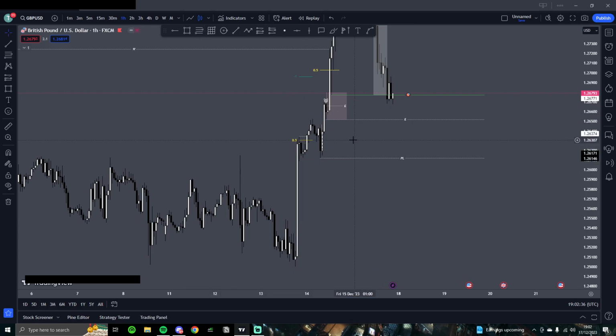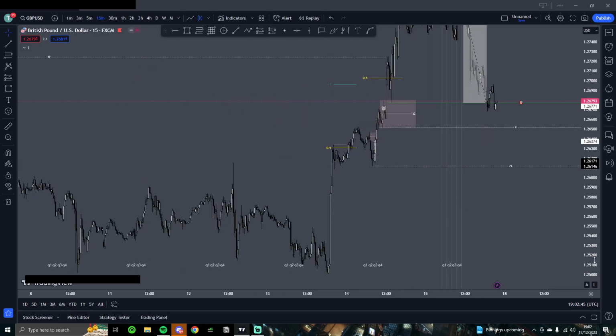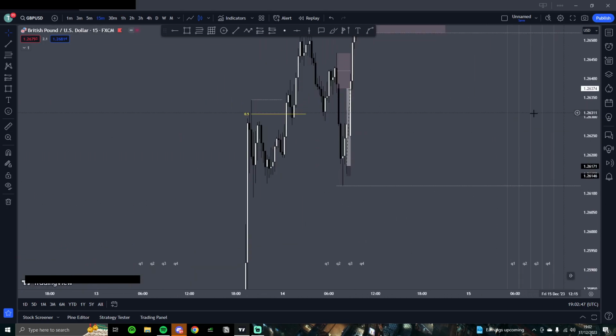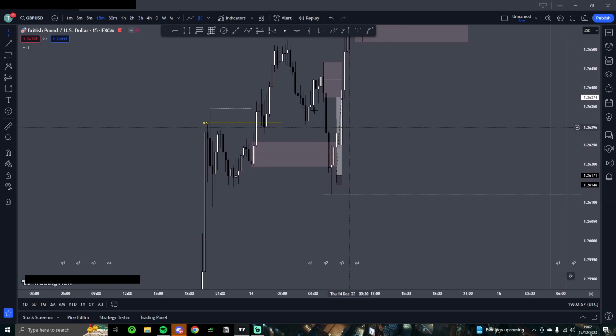I'm looking at my PD array to see where I want to take trades, because obviously this is bullish since we've seen this break here. I'm looking for a buy beneath the 0.5. Drop down to the 15-minute. I notice that this 15-minute order block here hasn't held, so after noticing this hasn't held and still being bullish, I'm looking for another point of interest.